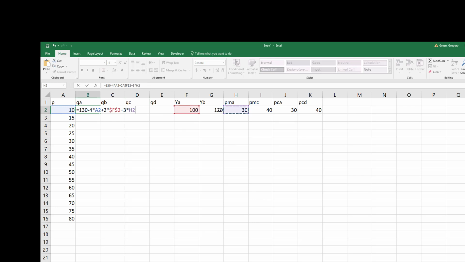Again, let's go back. Oh, I need to make that an absolute reference. Let's go back and say, okay, well, wait a minute. Sorry, the plus sign in front of this one, when I'm looking at the prices of related goods in a demand function, there's only 2 types of relationships. Either they're substitutes or they're complements.